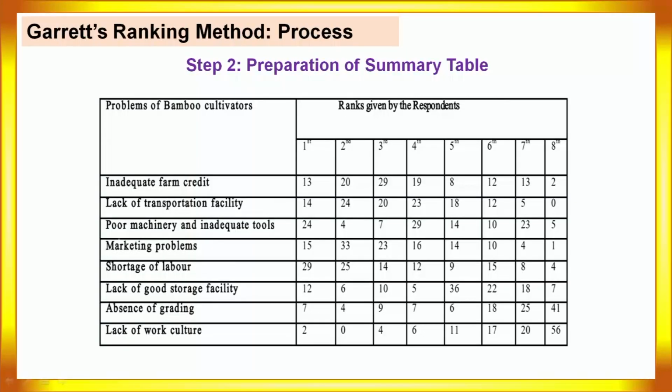The summary table is nothing but a frequency table showing, among the total number of respondents, how many of them gave a particular rank. Like for inadequate farm credit, 13 respondents gave a rank of 1, 20 respondents gave a rank of 2 to this particular problem, 29 gave a rank of 3, and so on. It can be easily done by using the COUNTIF function in the Excel sheet. I think I already demonstrated how to use that.